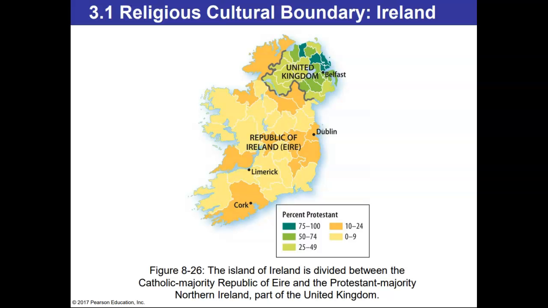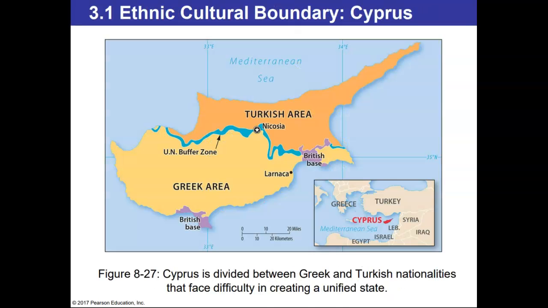Aside from religion, language is also another cultural characteristic of boundaries. We see this particularly with states throughout Europe, where language coincides with those states. And so some examples would include Spain, Portugal, and France. Another example of cultural boundaries would be with regard to ethnicity. And the example that's in the textbook is with the state of Cyprus. Take a look at a map of Cyprus located in figure 8-27 on page 281 of your textbook.